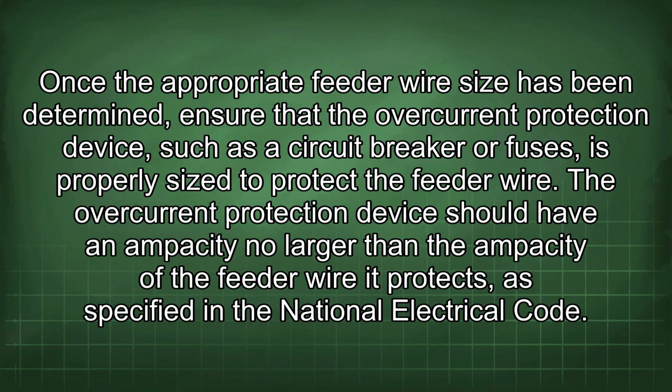Once the appropriate feeder wire size has been determined, ensure that the overcurrent protection device, such as a circuit breaker or fuses, is properly sized to protect the feeder wire. The overcurrent protection device should have an ampacity no larger than the ampacity of the feeder wire it protects, as specified in the National Electrical Code.